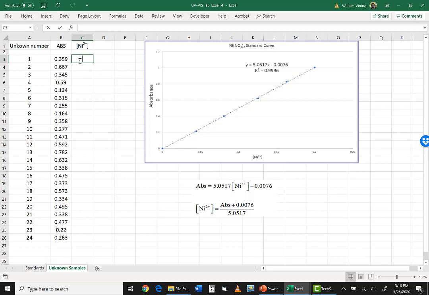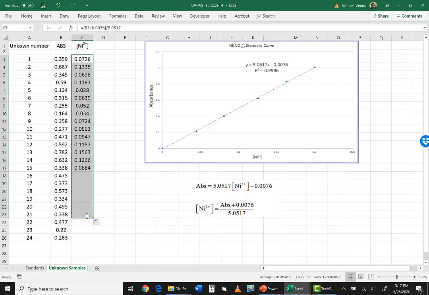So that's going to equal, we want to have the absorbance, which is cell number B3, plus 0.0076, I'll put parentheses around that, and then we'll divide by 5.0517. And we get a number that's the same as what we had earlier. And now to do all the rest of these, instead of doing that equation over again, we can just use the little box right there on the bottom right, drag that down, and do it.